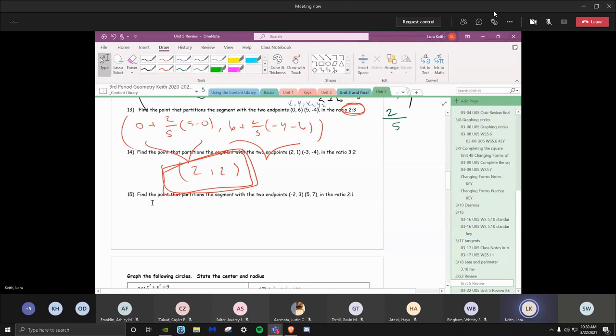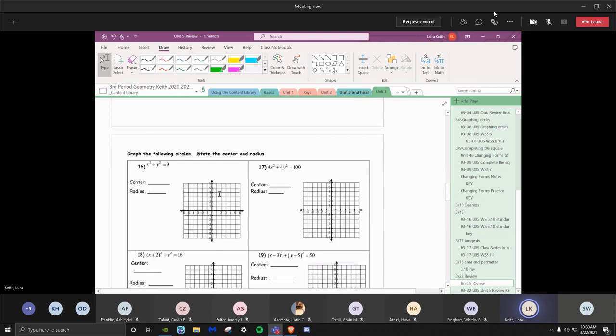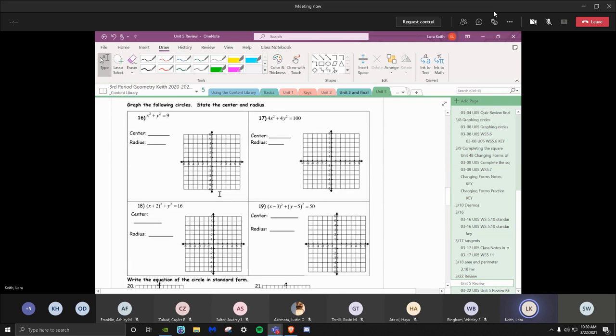Okay, does anyone want me to go over another problem like this? Okay, so you also need to know how to graph circles. So we're going to do number 17.